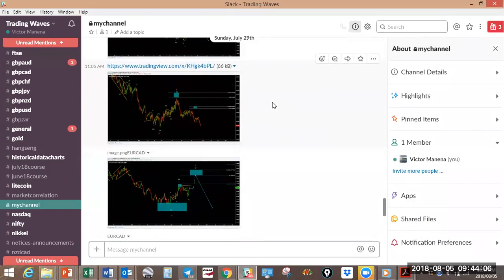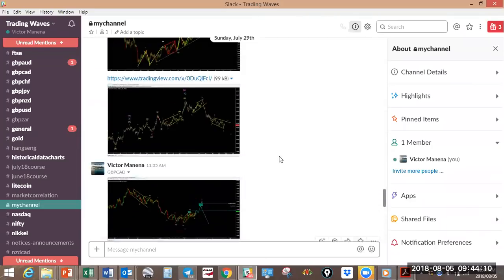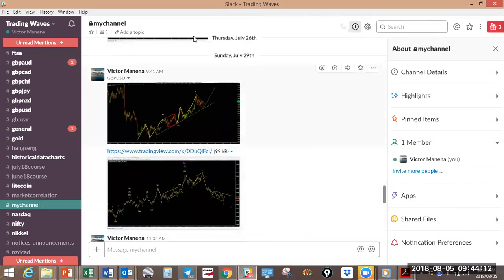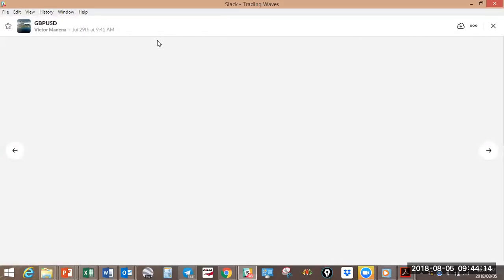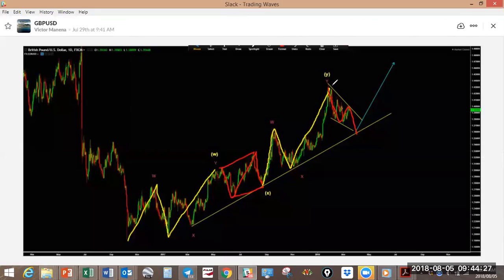So you will only see the before and the after setups. Let's go through that. The one that I have here is actually a setup that was done in May last year. Was it May? Okay, May last year. This was pound US dollar. You can see here, pound US dollar.